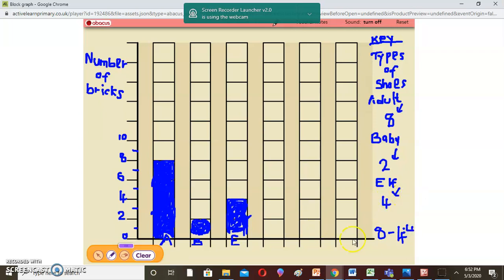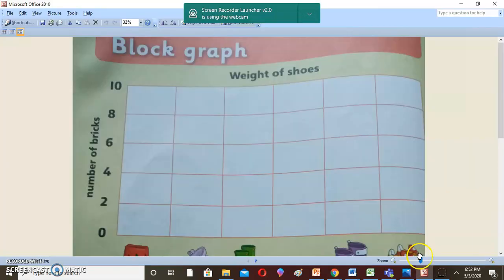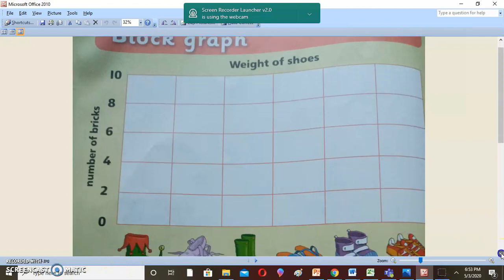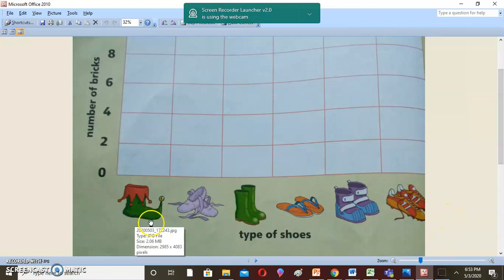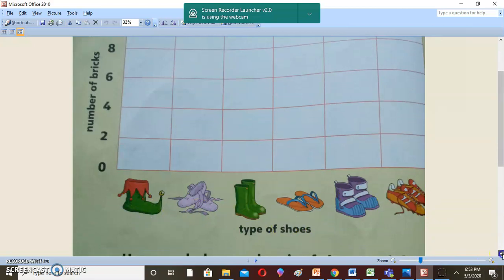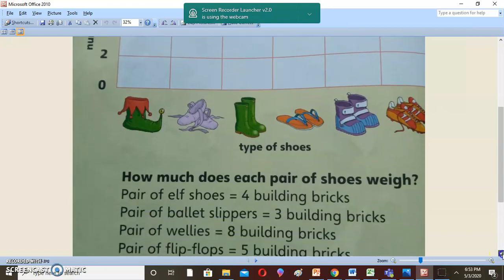And then you have work over here, and I want you also to draw this block graph. Can you try and draw this block graph on your paper? We have the weight of the shoes, and here we have the number of bricks. The same thing we've done, counting in twos: 0, 6, 8, 10. And this side down here, the line that goes across, represents the type of shoes. You can see we have the elf, then the ballets, then the boots, then the flip-flop, okay?